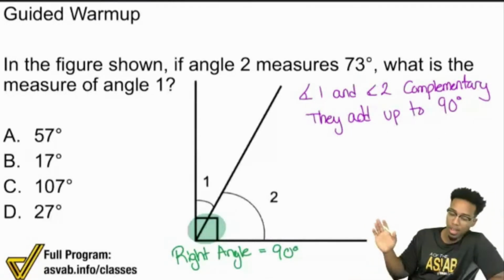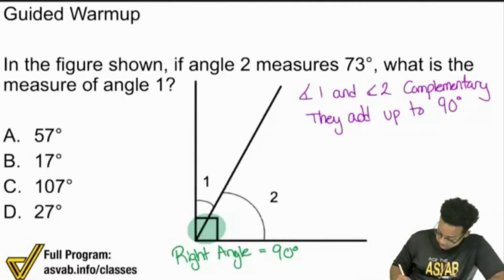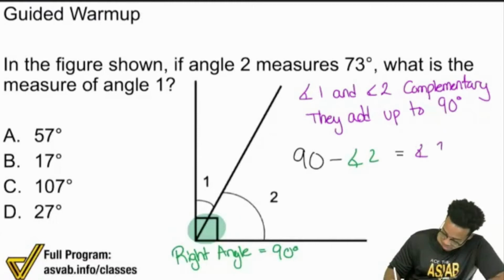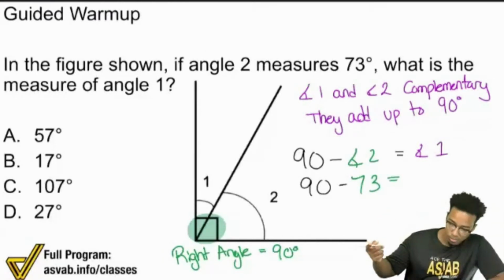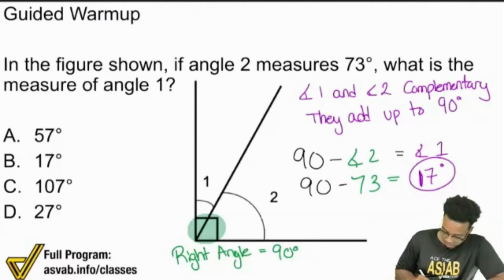So everybody, how do we find angle 1? What can we do? Yeah, we've got to subtract. Exactly. If we do 90 degrees minus angle 2, we can find angle 1. That's the answer right there. So 90 minus 73. Everybody, what is 90 minus 73? Do some mental math there. 90 minus 70 is 20, then minus 3 is 17. Sounds good. 17 degrees, and the answer is B.